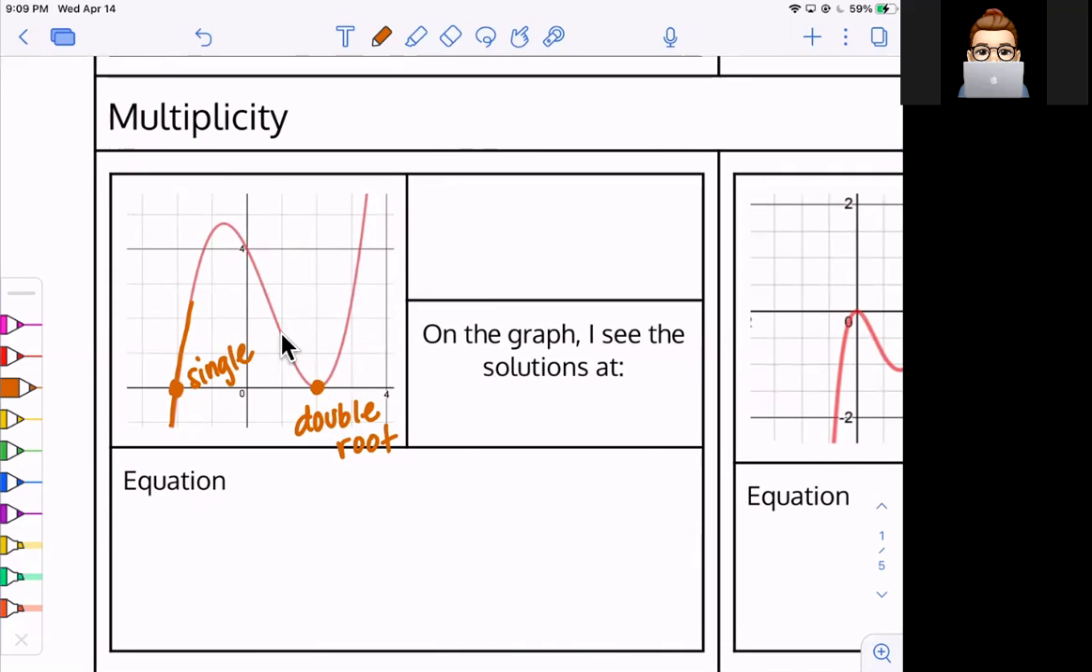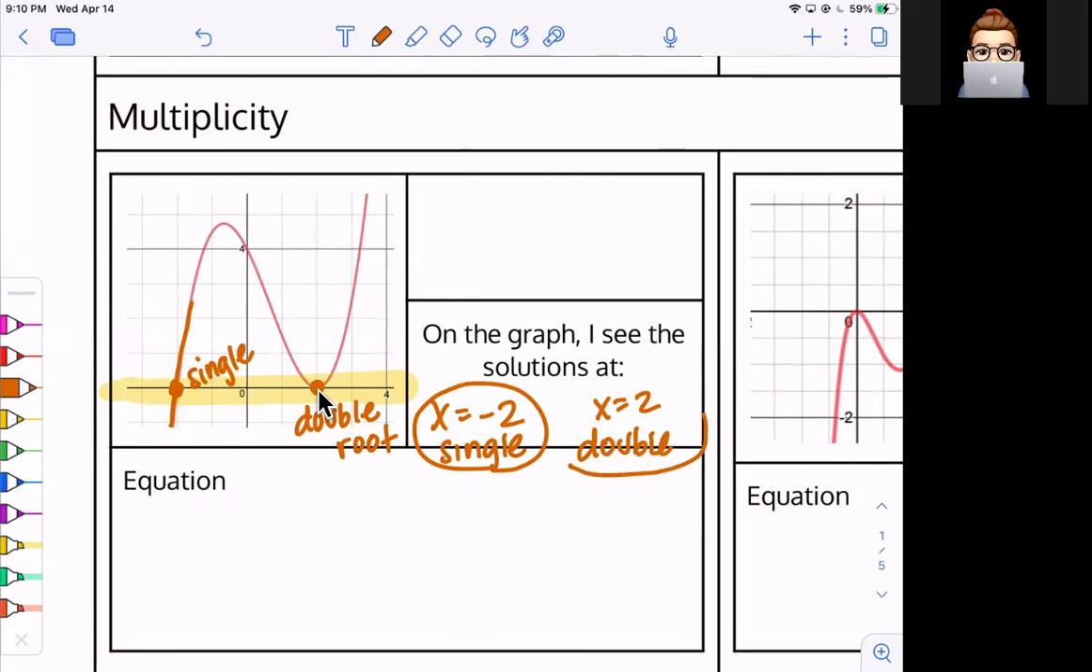When you have a double, you see it come down, just barely touch the x-axis and then bounce back up, right? This is not a root up here. Sometimes people think this might be a root, but it's not because it's not on the x-axis. So it has to be touching the x-axis. Here you could say, okay, we have a single root at x equals -2. That's my single root. And we have a double root at x equals 2.